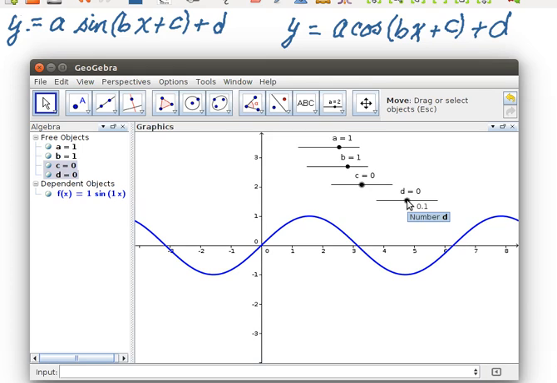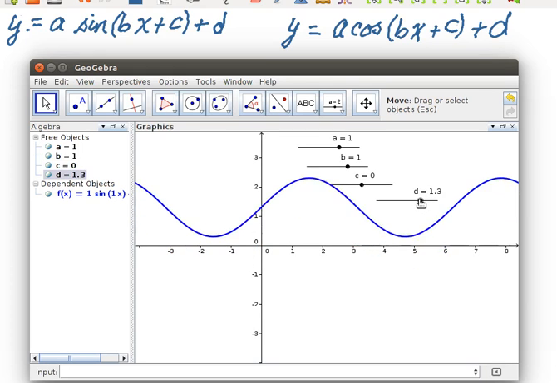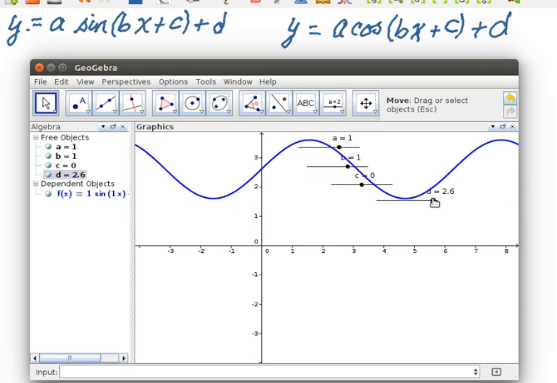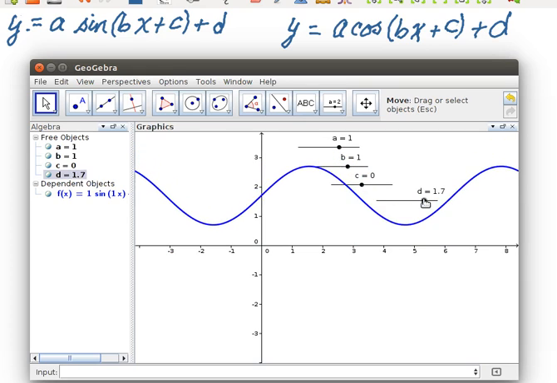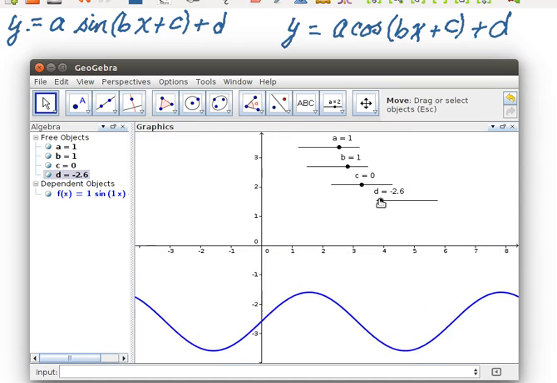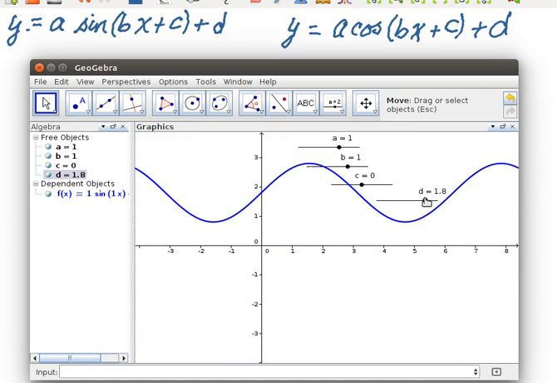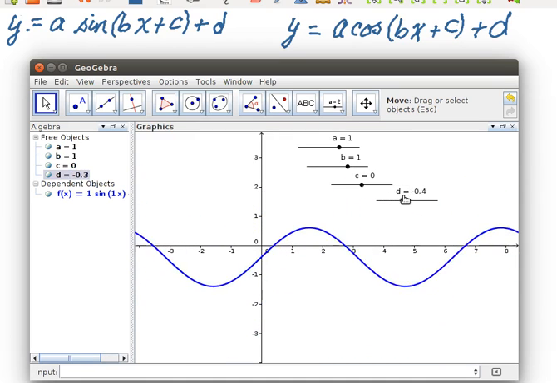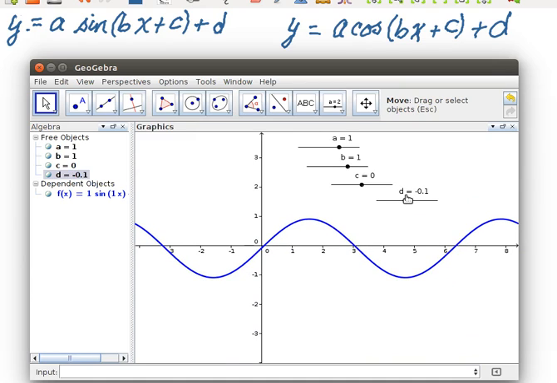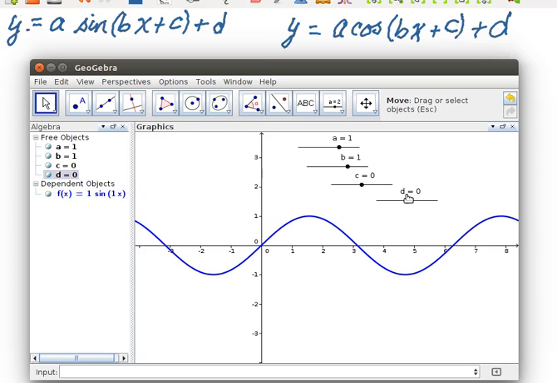The d value, look at that. As the d value gets bigger, the graph lifts up. As the d value gets smaller, the graph moves down. Okay, so that's part of what we need to understand here, what each of these constants in this equation do.